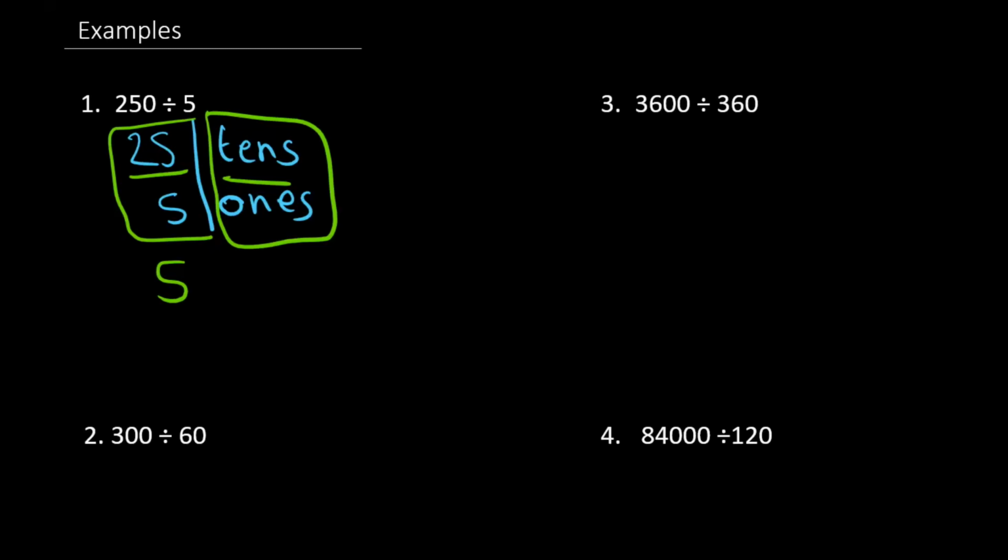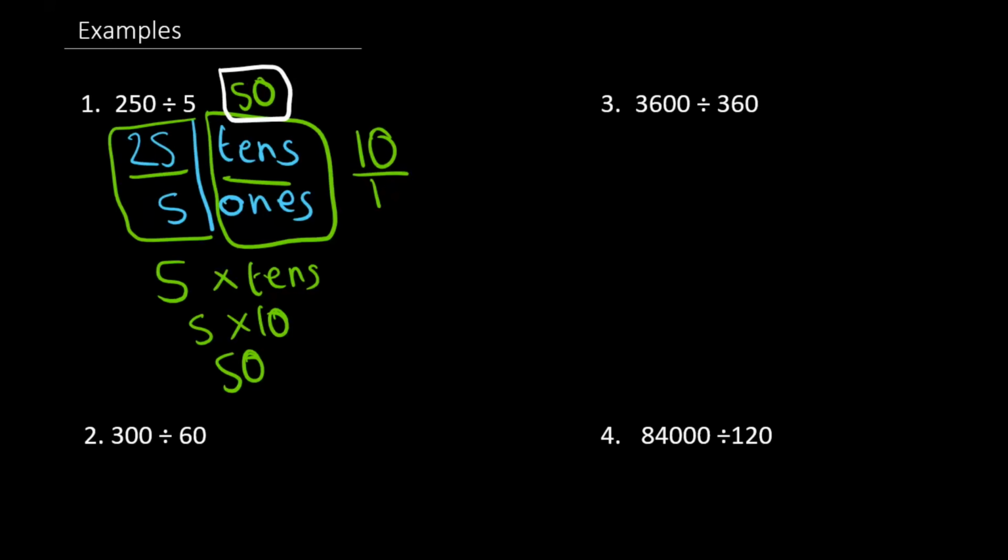Tens divided by ones. To make it simpler, I'll say 10 divided by 1. 10 divided by 1 is 10. That's always going to be the same. A number divided by 1 will be that number, not 1. So that would basically mean 5 times tens, or 5 times 10. So 5 times 10 is 50. So that will be our answer for the first question. I'm just gonna box it so that you know that's our answer.